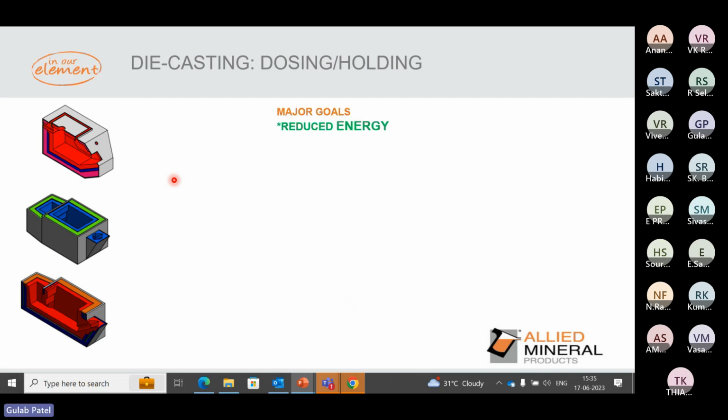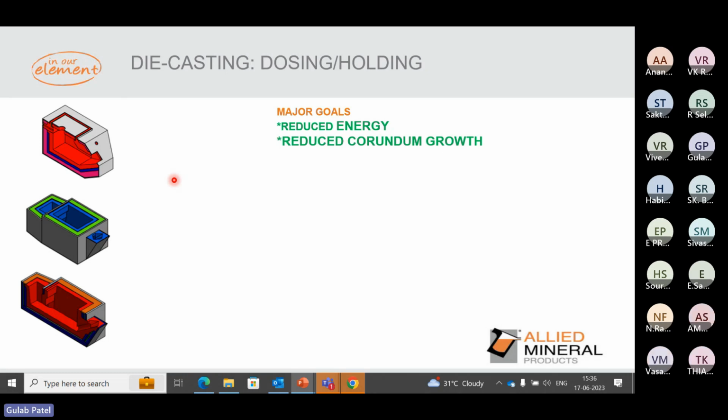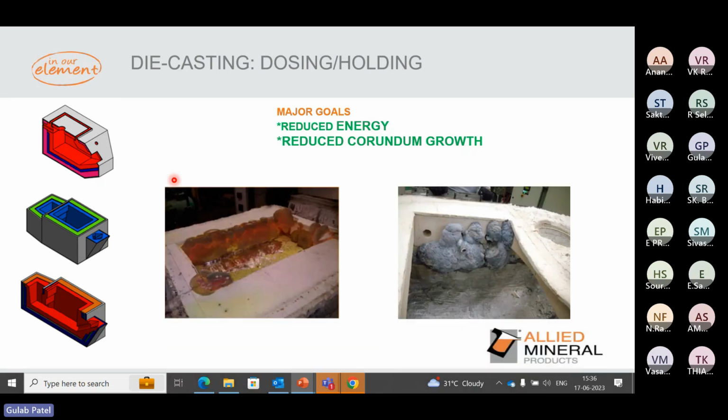So what are the major goals here? Again, energy is the biggest part, and the goal is always how we can reduce the energy. Second is the corundum, which is a very prominent factor that affects the service life of not only the refractory system but the whole furnace system, which directly affects changing your heaters very frequently. You can see this kind of corundum growth in these kinds of furnaces.